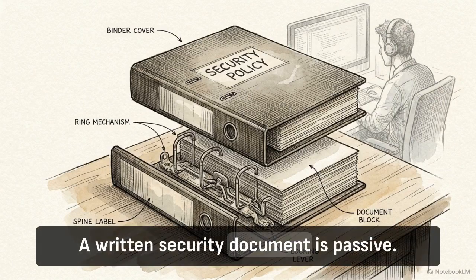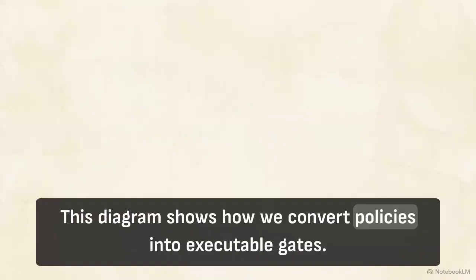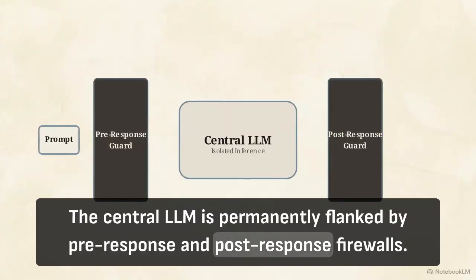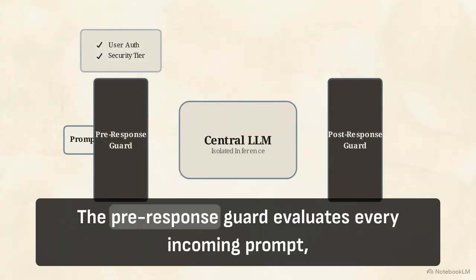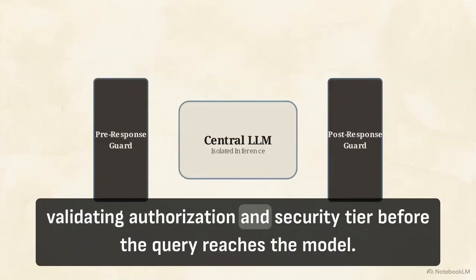A written security document is passive. It only works if developers choose to read and follow it. This diagram shows how we convert policies into executable gates. The central LLM is permanently flanked by pre-response and post-response firewalls. The pre-response guard evaluates every incoming prompt, validating authorization and security tier before the query reaches the model.